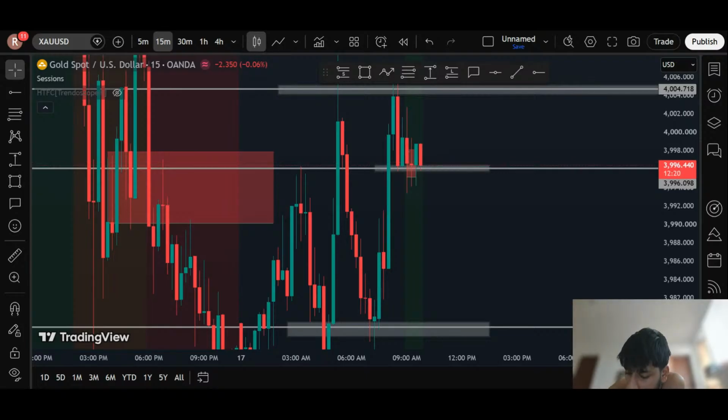What's the reason for your last trade? There was support form.